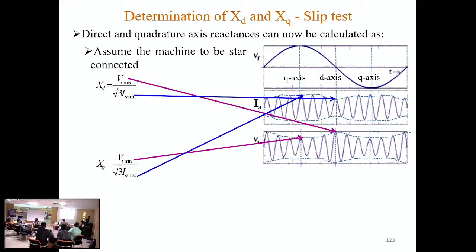Clear? Any doubt? So from this, can you guess which one will have the larger value, XD or XQ? XD. Obviously XD.